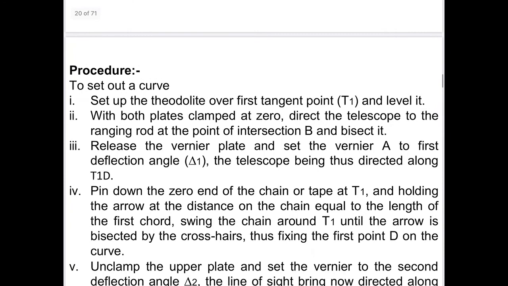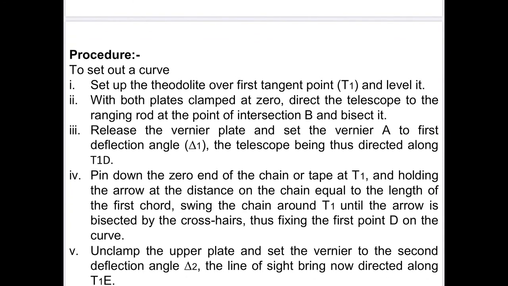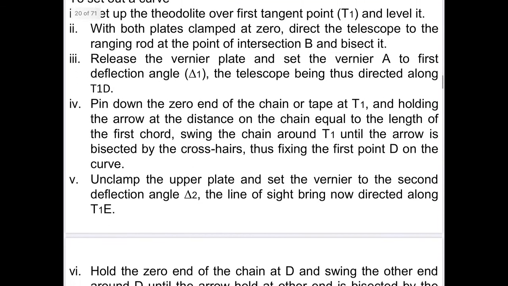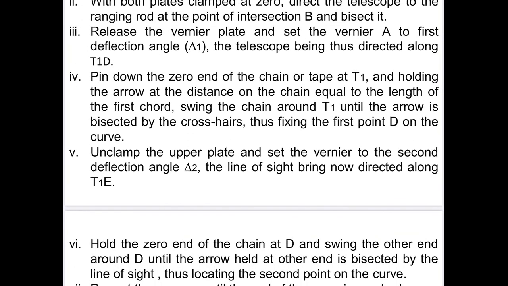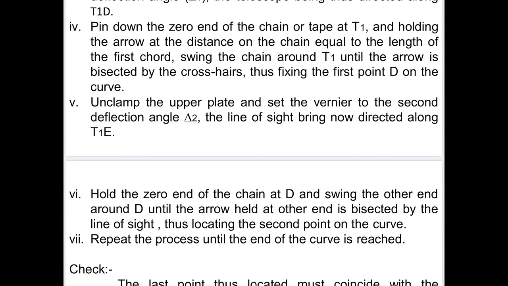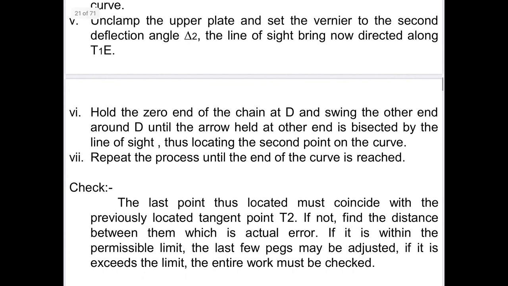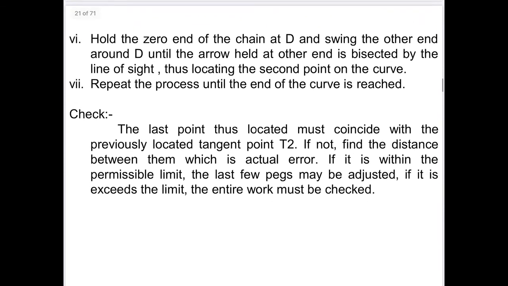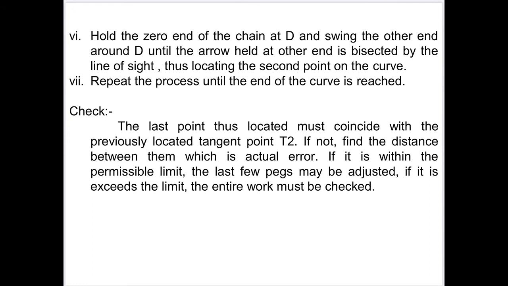As you can see, and the procedure as I have discussed earlier, we have to set up T1, then by knowing delta 1, we can find out the point D by using chain or tape and the theodolite at A. In the same way, we have to establish points E and F, and your F point should coincide with the T2 point which is established already. If it does not, then we have to go for some minor adjustment. If the adjustment exceeds the limit, then we have to go for the entire work again.